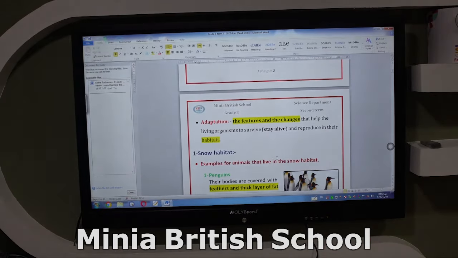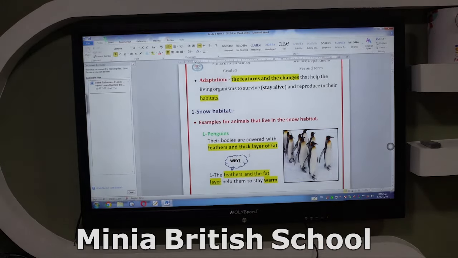What about adaptation? Adaptation is the features, body parts, and changes, behaviors that help the living organisms to survive and reproduce in their habitat. This is the meaning of adaptation. Let's start with the first habitat, and we will know some animals that can live and adapt in this habitat. The first one, snow habitat.